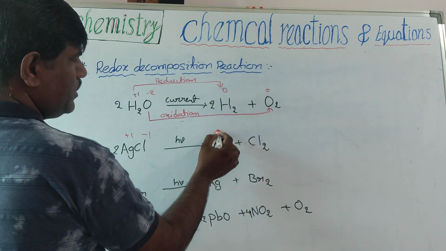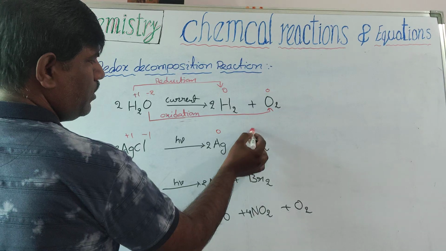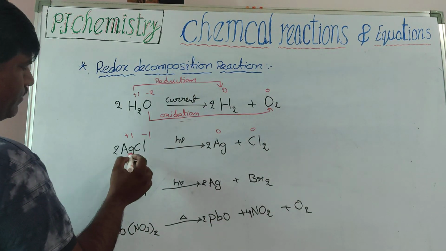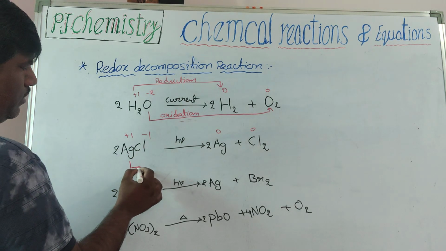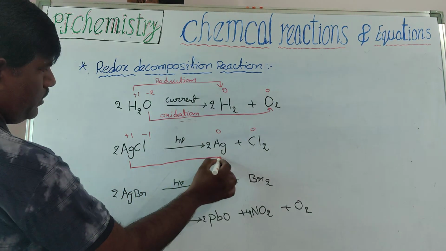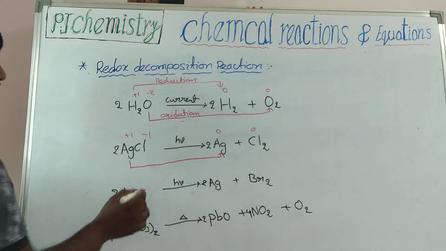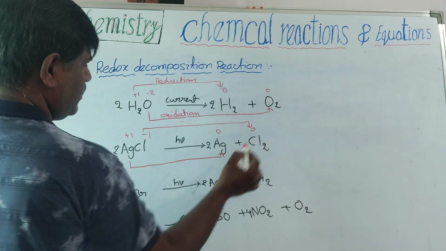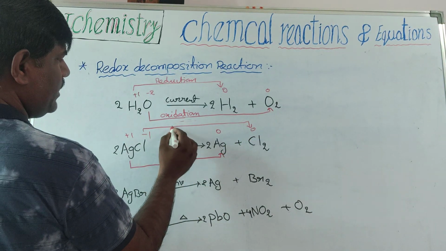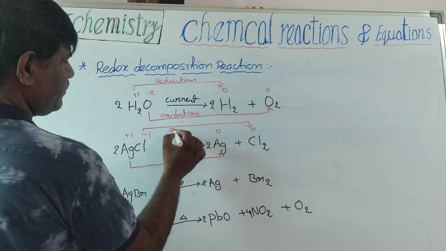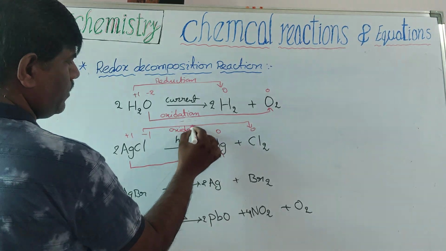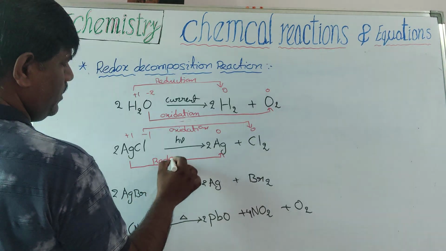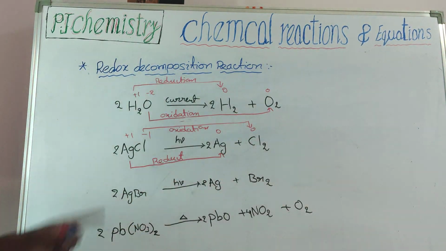After decomposition, silver is element 0, chlorine is element 0. In elementary form the oxidation number is 0. So silver +1 to 0 decreased. Chlorine -1 to 0 increased. Increased is nothing but oxidation. Decreased, reduction. Same way, okay. Do it, children.